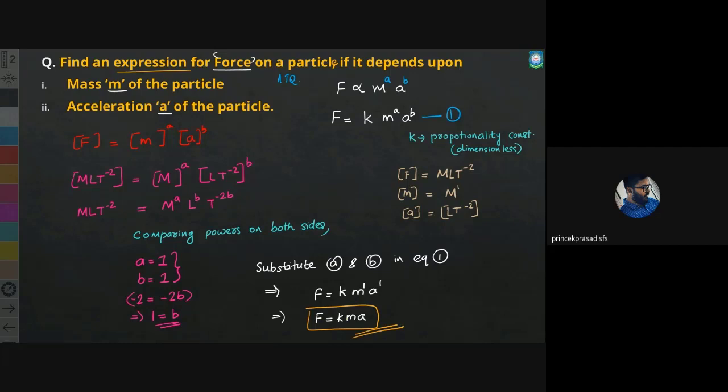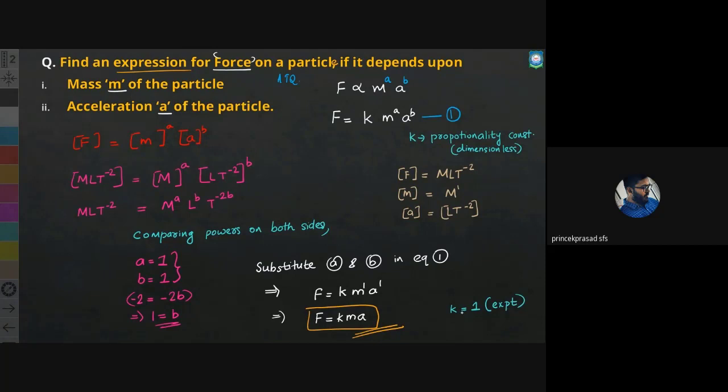F is directly proportional to mass and acceleration. It doesn't have any powers. This equation you already know. This is known as Newton's second law. And here one limitation is that I cannot get rid of this k. For getting rid of this k, you should do experiments. When you do the experiment, you can find the value of k is said to be 1. And that can only be found by doing experiment.